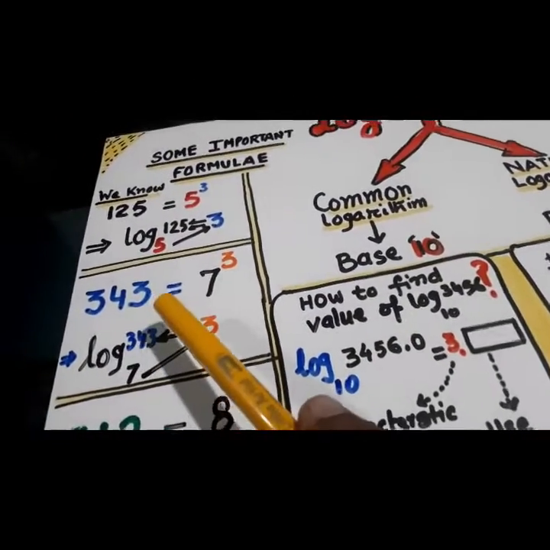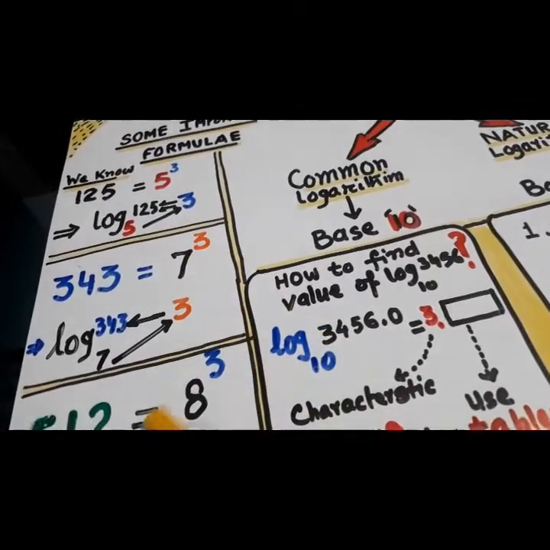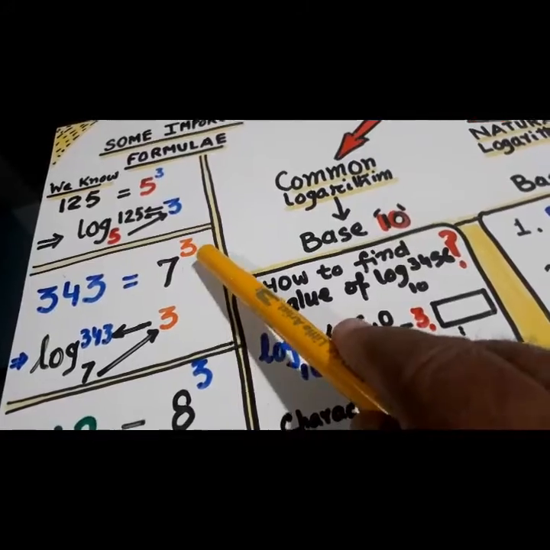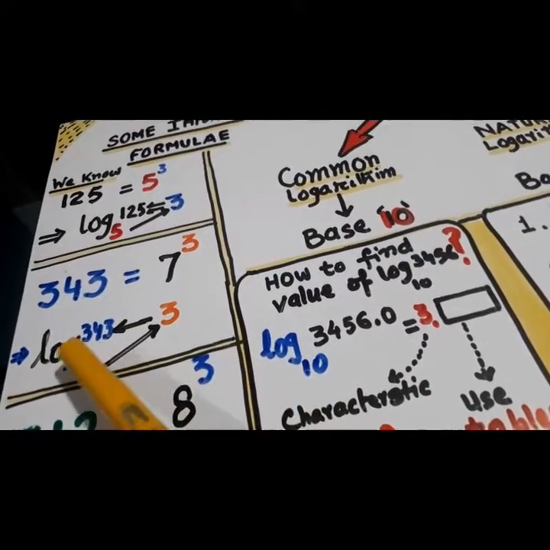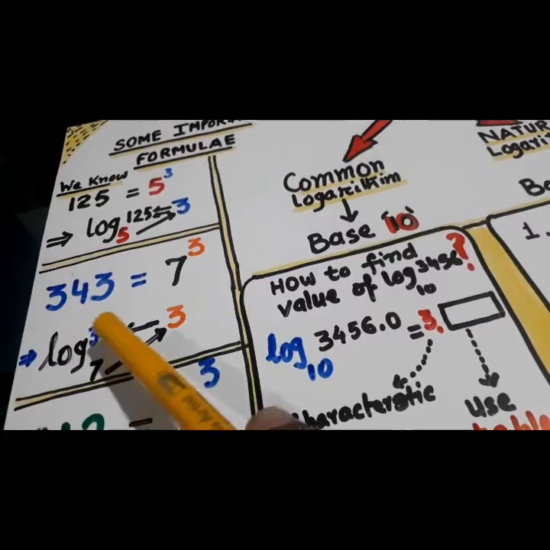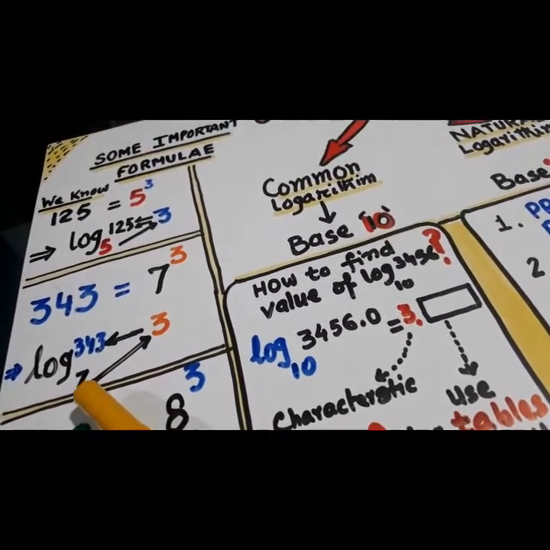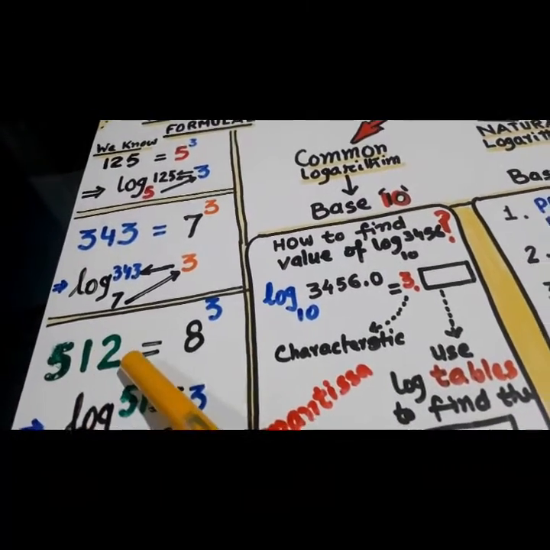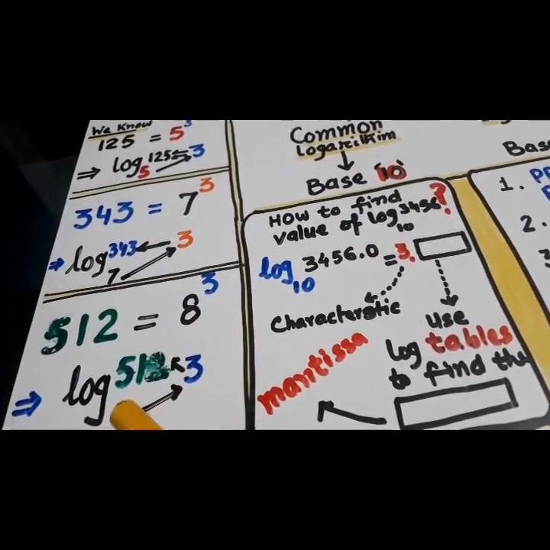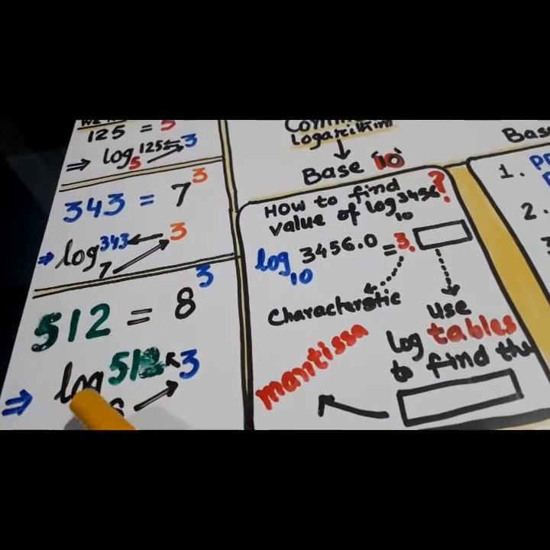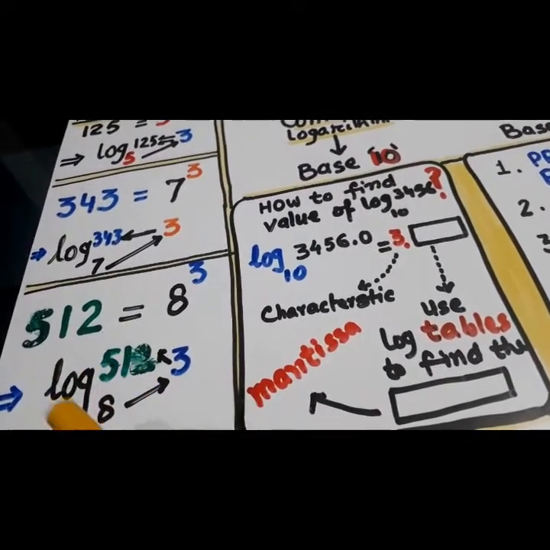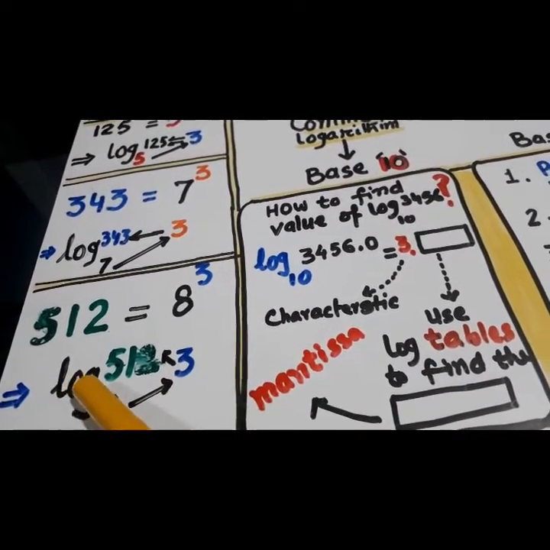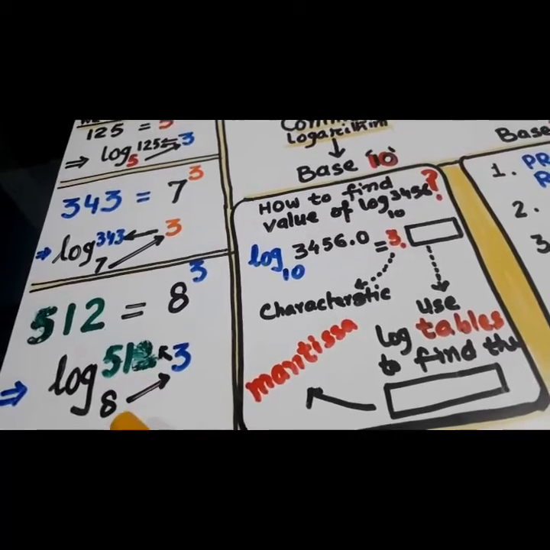Now let us go for 343. It is 7 raised to power 3. So here the base is 7. This power is the answer. So write 343 here. Log of 343 with respect to base 7 is equal to 3. Now let us go for 512. It is 8 cube. So we can convert it in terms of log. It is log 512, base is 8 and power is 3. Answer will be 3. So log of 512 with respect to base 8 is 3.